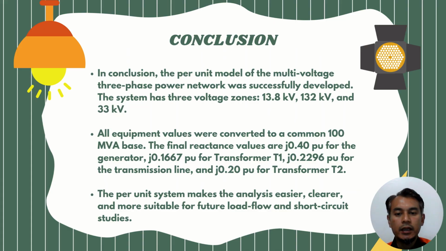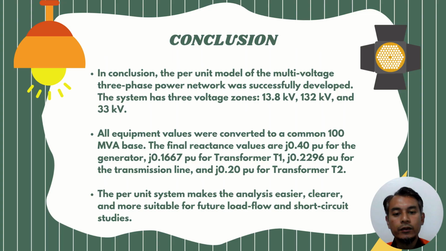As a conclusion, the per unit model for this multi-voltage three-phase power network has been successfully developed. The system consists of three voltage zones, which are 13.8 kilovolt at the generator side, 132 kilovolt at the transmission line, and then 33 kilovolt at the load side.